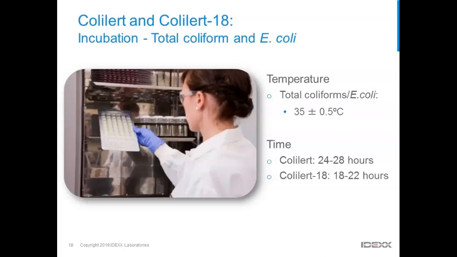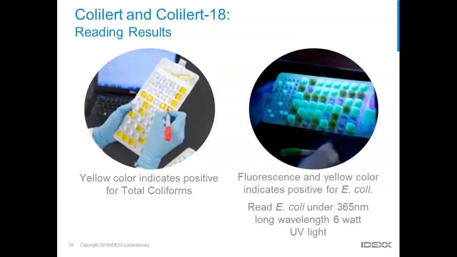So the tray gets placed into the incubator, and after you take it out for the appropriate read, what you're going to do is look for that reaction of those indicators. So you're looking for yellow, which indicates a positive for total coliforms. If you find any wells that are positive with yellow, the next part would then be to take that tray and place it under a UV light and look for fluorescence. So if you find fluorescence with yellow, that indicates a positive for E. coli. Once again, this is when you're running Colilert and Colilert-18 at 35 degrees, looking for total coliforms and E. coli. So yellow, positive for total coliforms; yellow with fluorescence, a positive for E. coli.